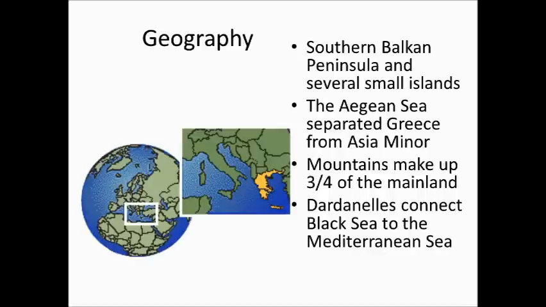And the Greeks controlled the Aegean, which is right in between the two, and this allowed them to control a lot of trade and for their culture to diffuse to so many other parts of the world.